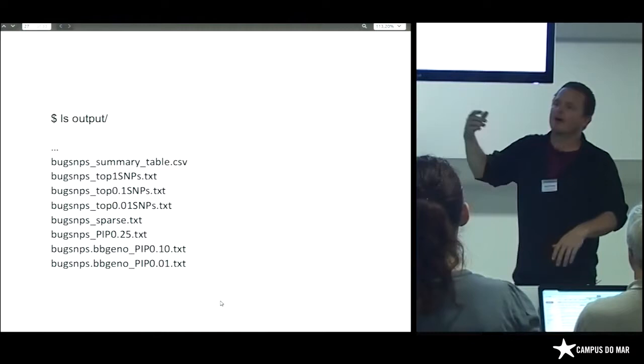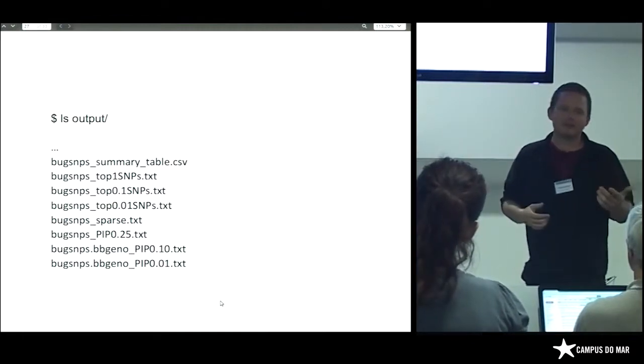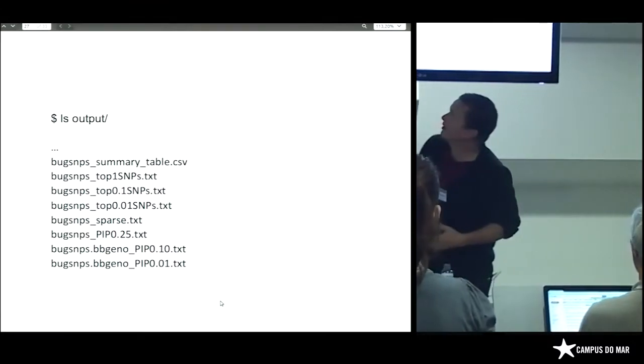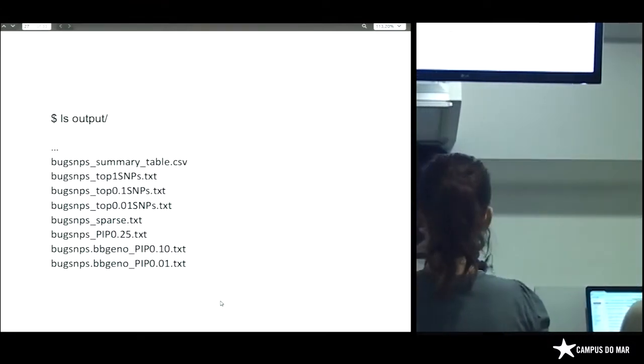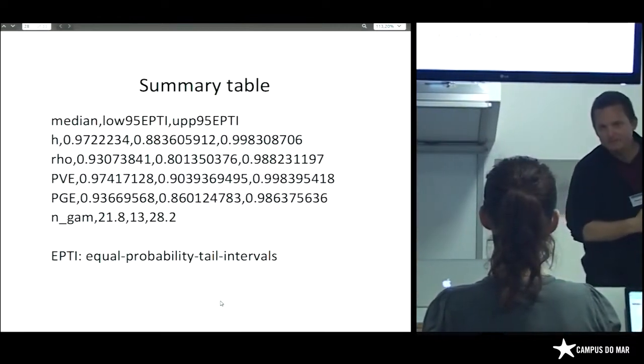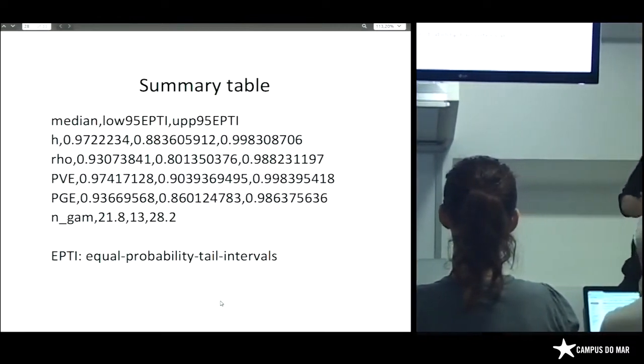And basically, if we're not always pulling out the same SNP, it's probably not real. Okay, so let's have a look at some of these outputs. So here's a summary table. This is probably the first thing you want to look at.